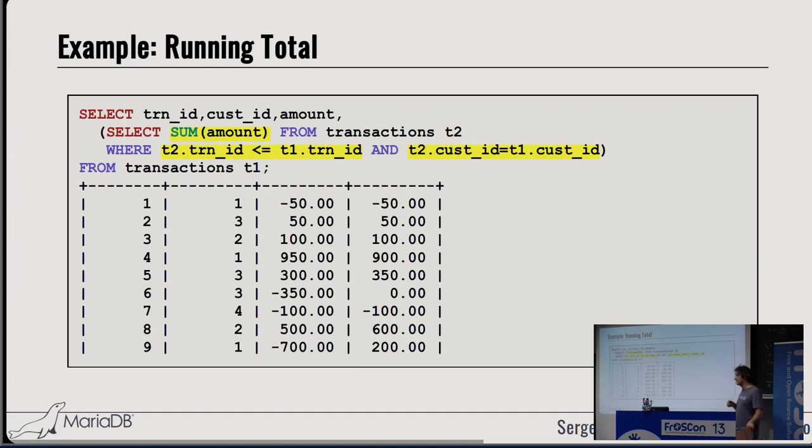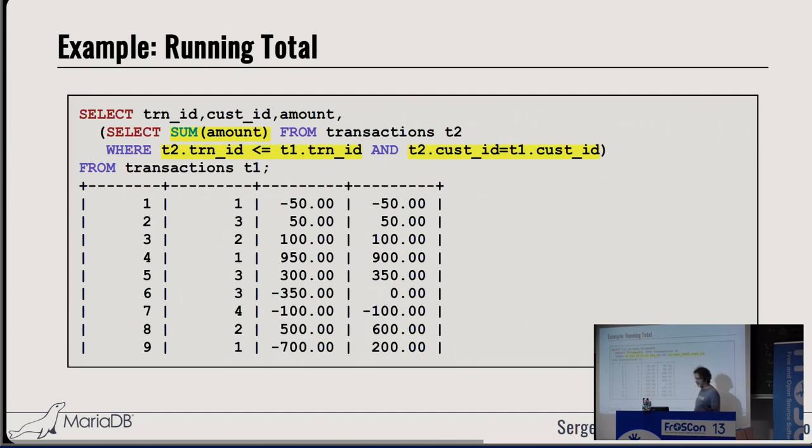But the larger problem is how it will be executed inside the database engine. It'll be executed exactly as it is written here. For every row, the database engine will scan the table, it'll find all the rows and sum them. So for this row, it'll scan the table. For this row, it'll scan the table. For this row, it'll scan the table.